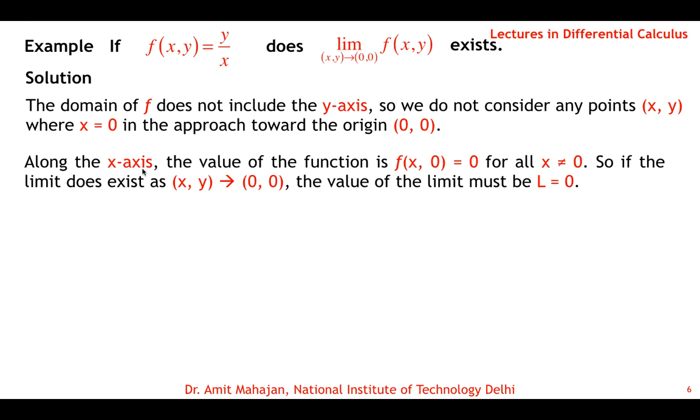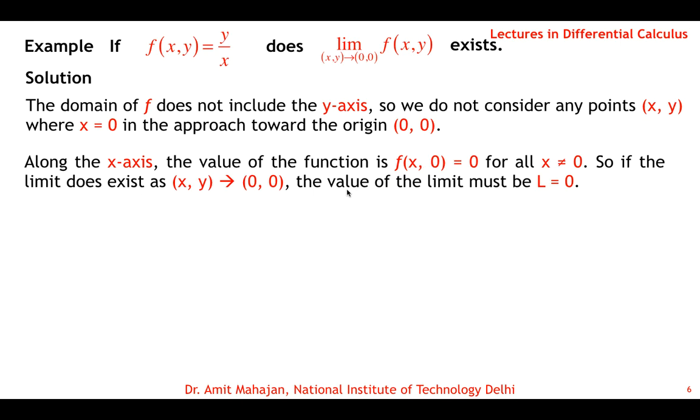So along the x-axis, the points are of the form x comma 0. The function value at x comma 0 immediately gives you 0 for all x non-zero. So if you take any point on the x-axis, the function value is exactly 0. So if the limit does exist when xy approaches 0 0, and we move along the x-axis towards the origin, the limit value must be 0 because function values are 0 on the x-axis.